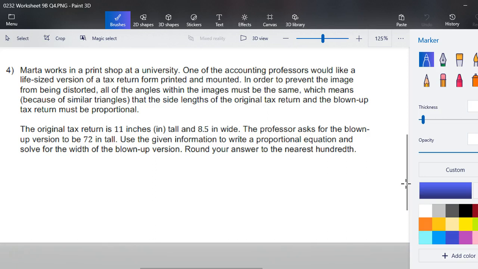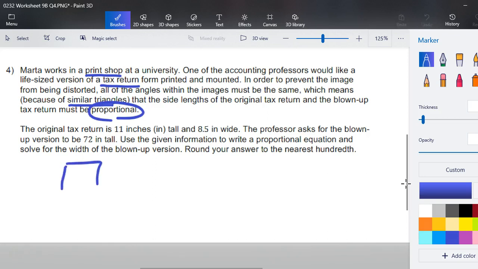Marta works in a print shop at a university. One of the accounting professors would like a life-size version of a tax return printed and mounted. In order to prevent distortion, everything's got to be the same, which means, because of similar triangles, the side lengths of the original tax return and the blown up must be proportional. So we have the original tax return.